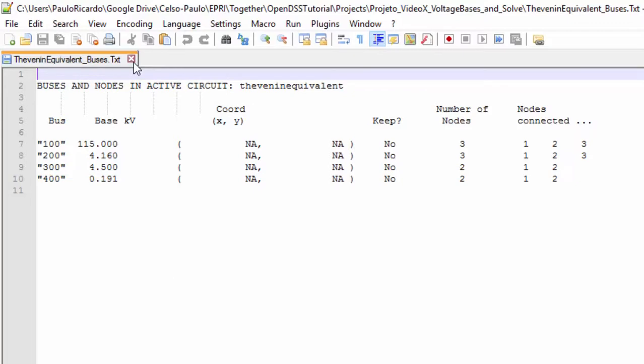Well guys, in this tutorial video we saw two different ways to include the base kV property for all buses in order to get the voltage results in per unit.